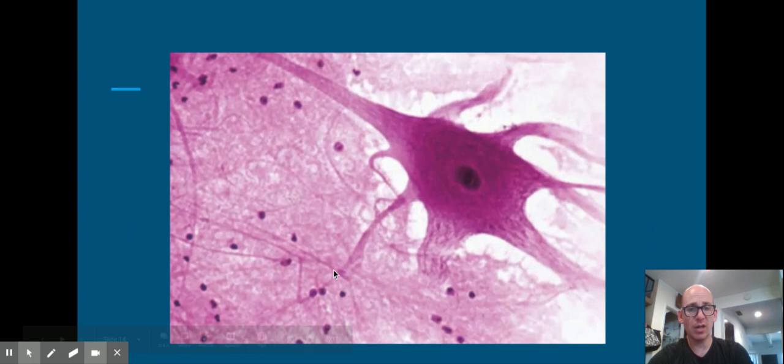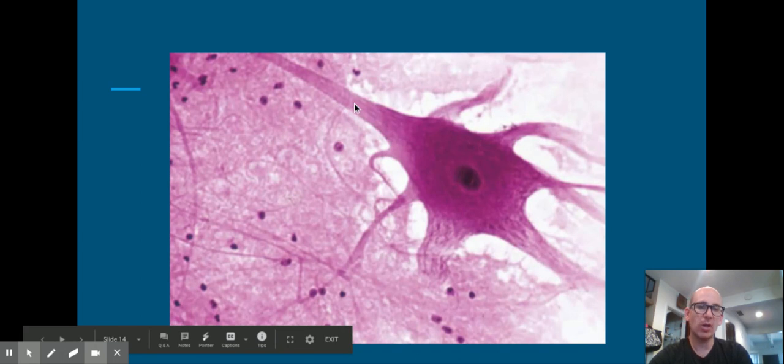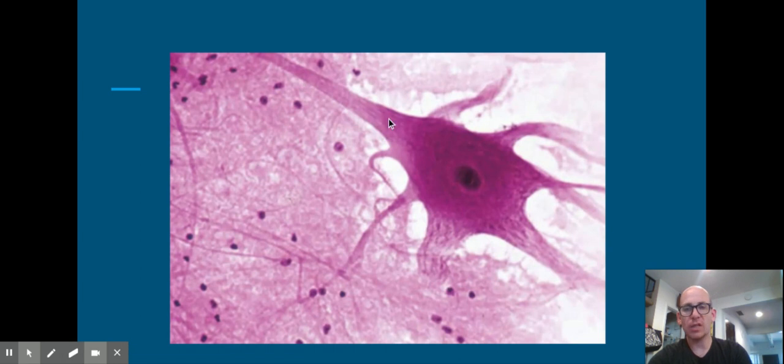Okay, and this is a classic example of a nerve cell. This is a neuron with sort of tentacles coming out. Those are called dendrites. And then the long axon coming away here, which is where the nerve signal is passed along to.